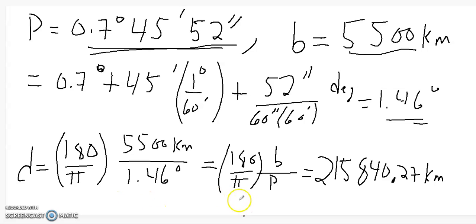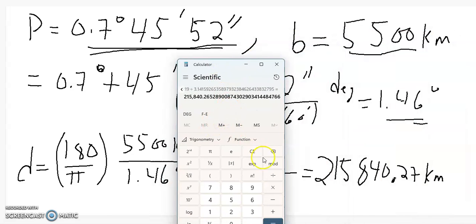So here's the equation with the numbers in it. There's the baseline, which was given to us. This is the angle, completely in degrees, of the parallax. Of course, here's the formula again. I just wanted to rewrite that. So when you punch it into your calculator, you get a distance of 215,840, and I'm rounding it to 2 places past the decimal, 0.27. It's 265, so I'd round that up.